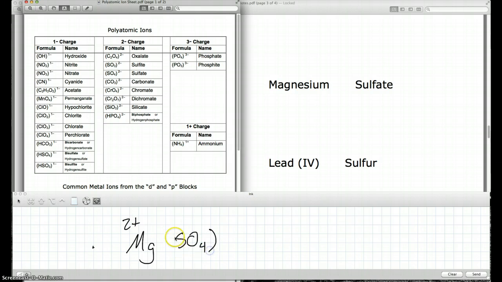SO4, and if you want to put it in parentheses, that's fine. I won't mark that wrong if you just want to always put polyatomic ions in parentheses. Technically, you don't need the parentheses unless you're putting a number outside the parentheses. But again, if you want to get in the habit of that, that's fine with me. And we look at the polyatomic ion sheet. Sulfate is a 2 minus.